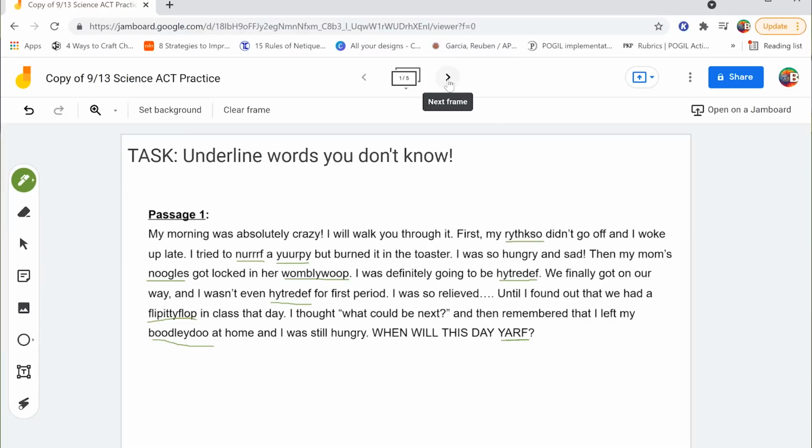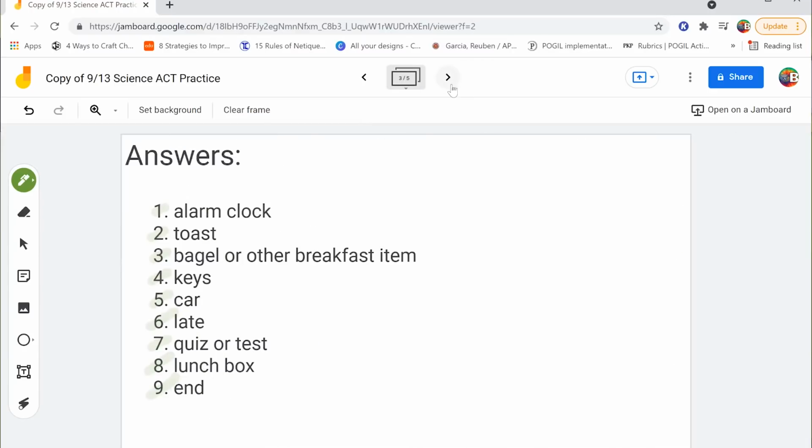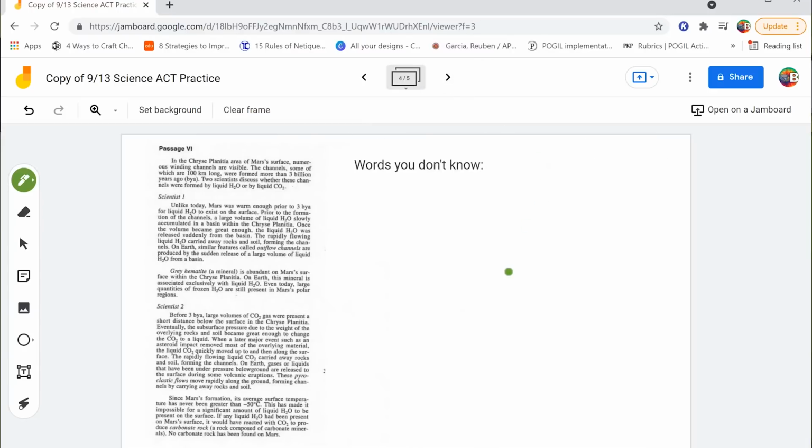Now, we are going to move on to something a little bit more advanced. This is an earth science passage from the 2018 June ACT, I believe. And it is a dueling scientist passage, which means that you have scientist 1 and scientist 2. Of course, you are going to read the questions first, and then you can come back and underline any words that you don't know. I'm going to leave you to it.